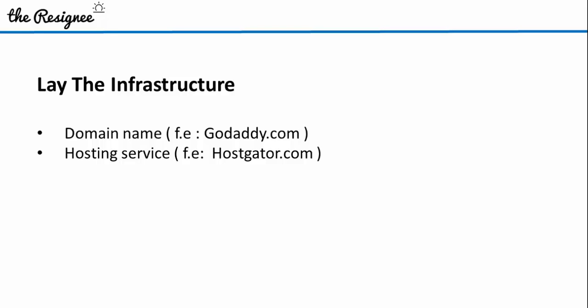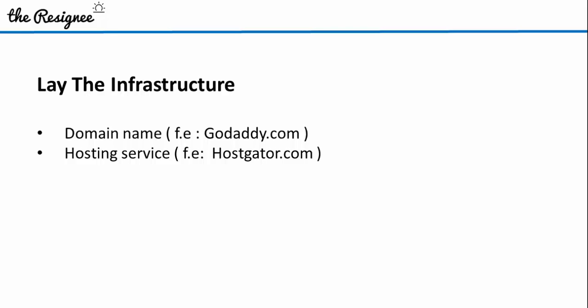Next, you should lay the technical infrastructure. After you've defined your niche, you should start laying the infrastructure for your website. For the infrastructure part, you need to get a domain name and a hosting service. It's super easy to do that. No technical background required. You can get your domain name from GoDaddy.com and your hosting service from HostGator.com. There are lots of options out there. You can select which ones you like, but these two are the ones I normally use.